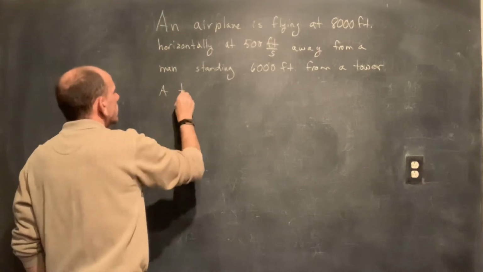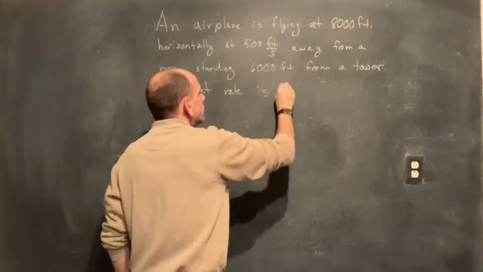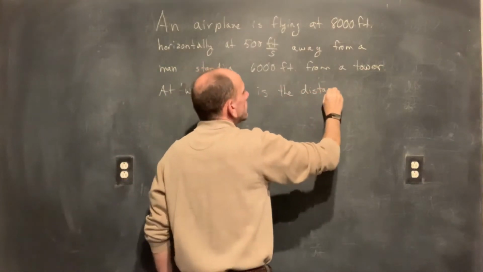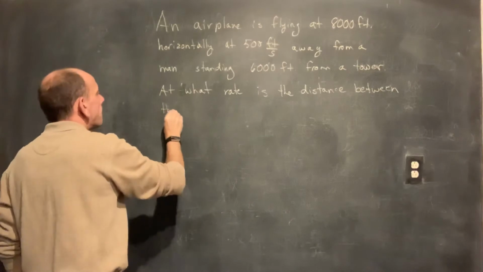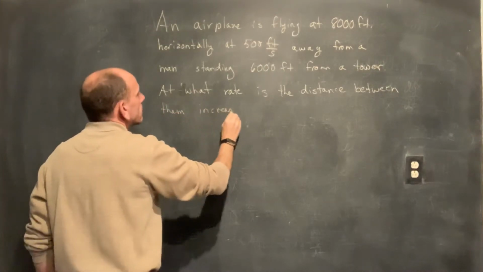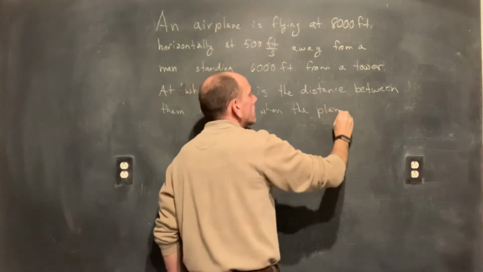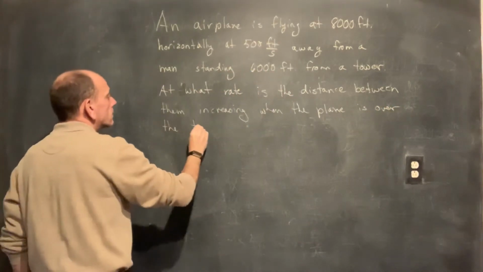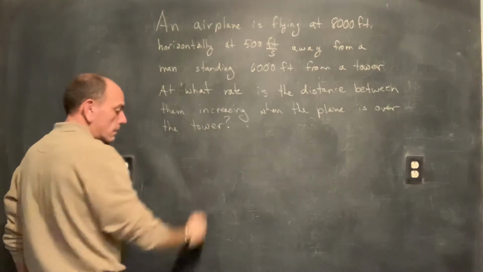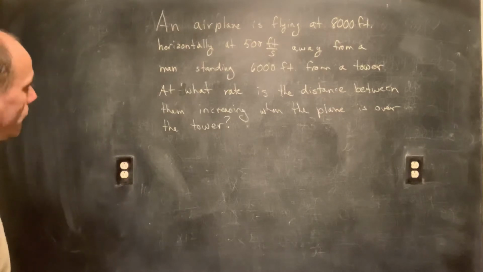At what rate is the distance between them increasing when the plane is over the tower? At what rate is the distance between them increasing when the plane is over the tower?